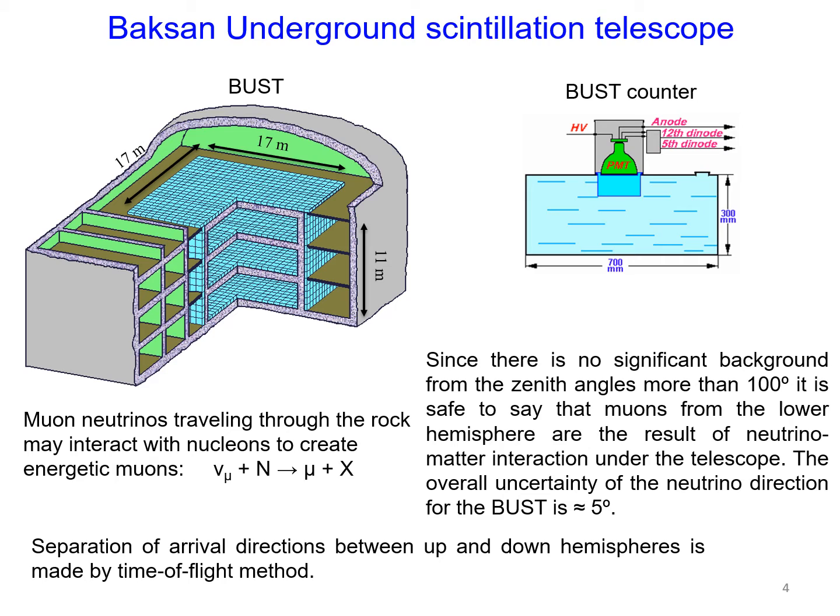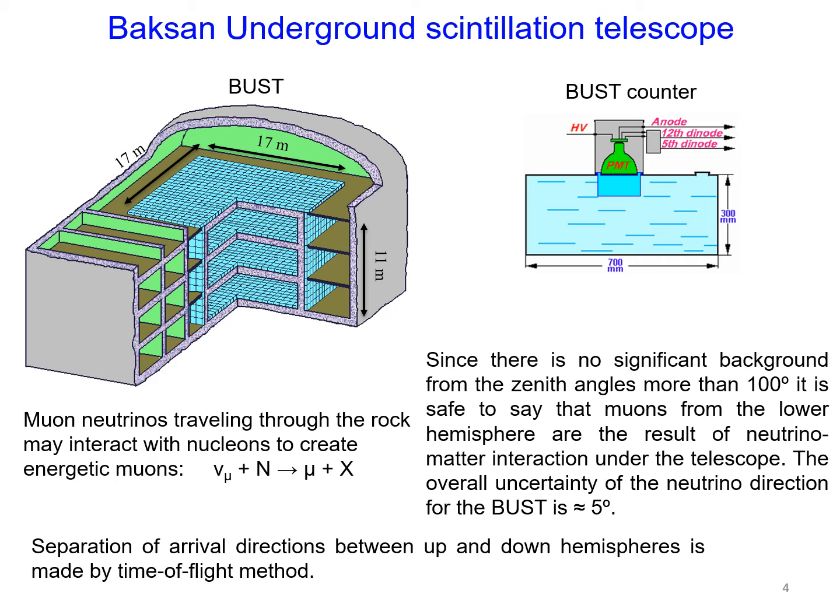Our experimental setup, Baksan Underground Scintillation Telescope, is shown on the left picture. It consists of 4 horizontal and 4 vertical scintillation planes. The planes are covered with standard scintillation counters, and the total number of counters is 3,180. A standard scintillation counter is shown on the right picture. It is filled with a white spirit-based liquid scintillator, and the scintillator is observed by the photo-multiplier tube with a photocathode diameter of 15 centimeters.